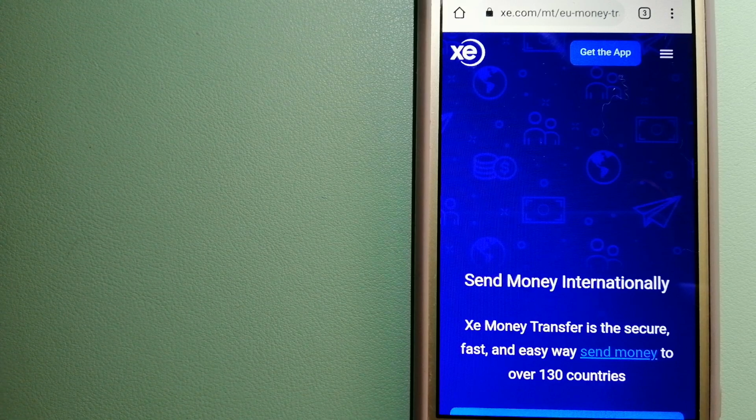Money transfer companies and governments change the rules all the time. So if one of these services is not available anymore, or if you know another reliable way to send money abroad, make sure to leave us your comment and let the rest of us know.